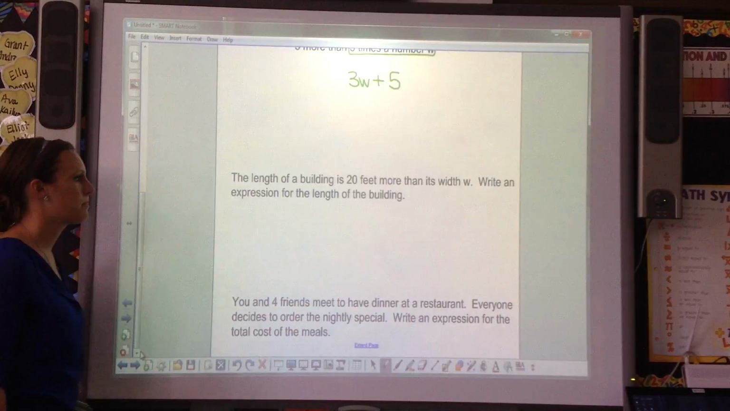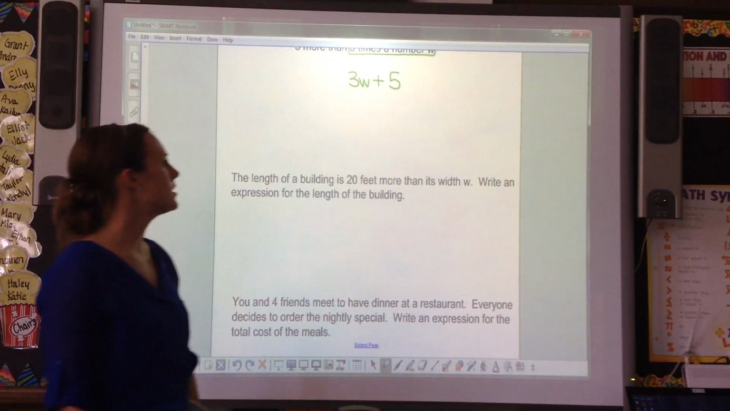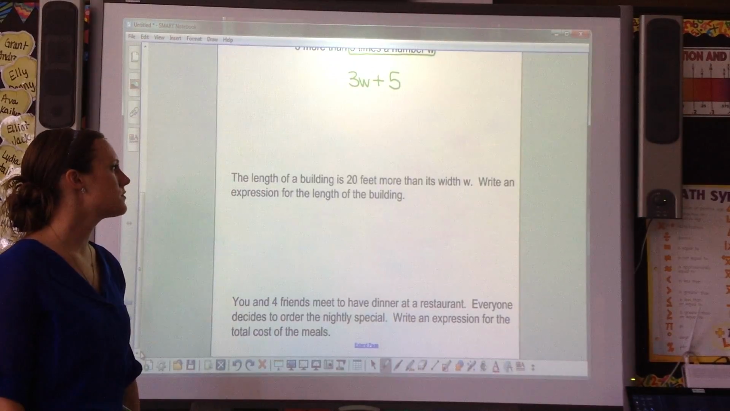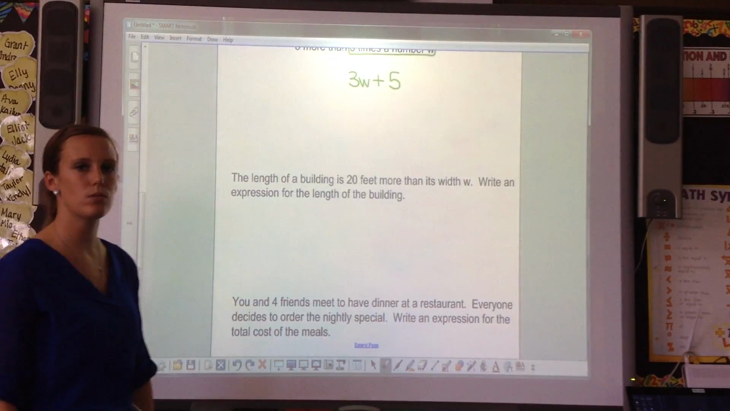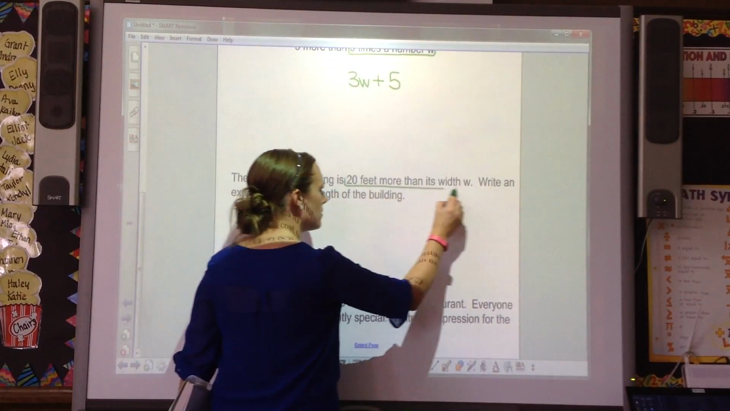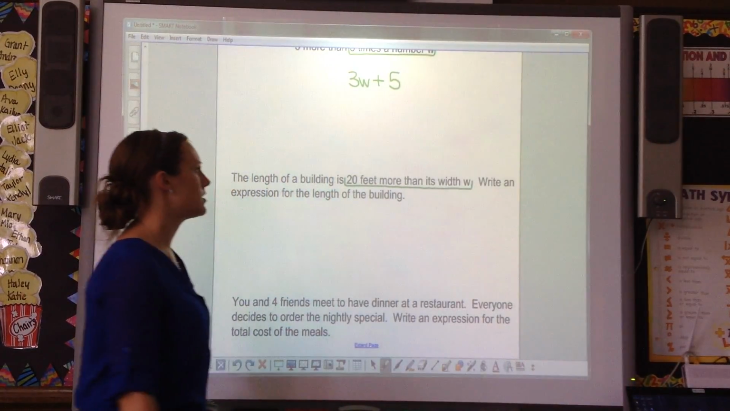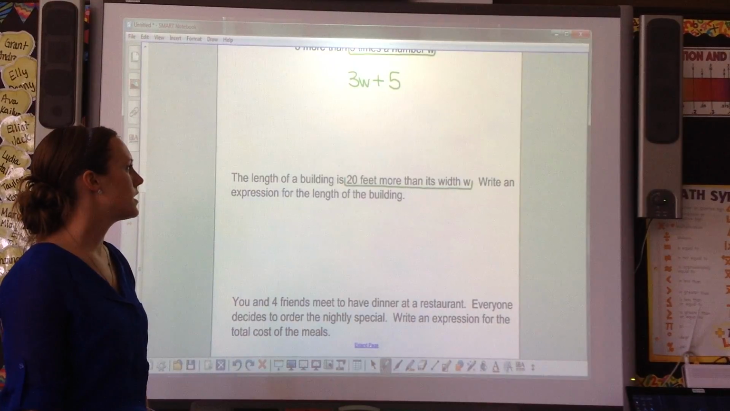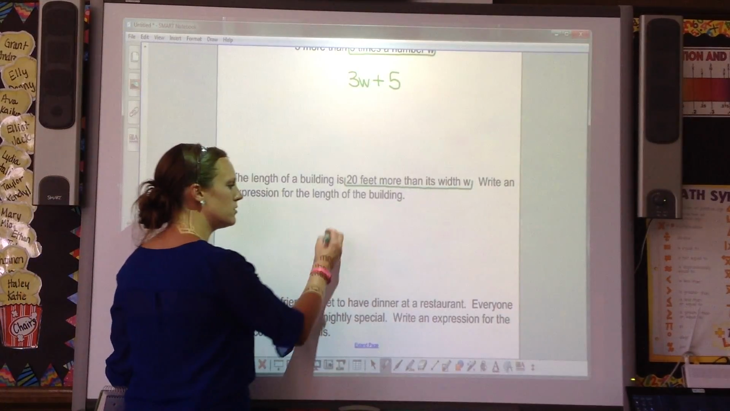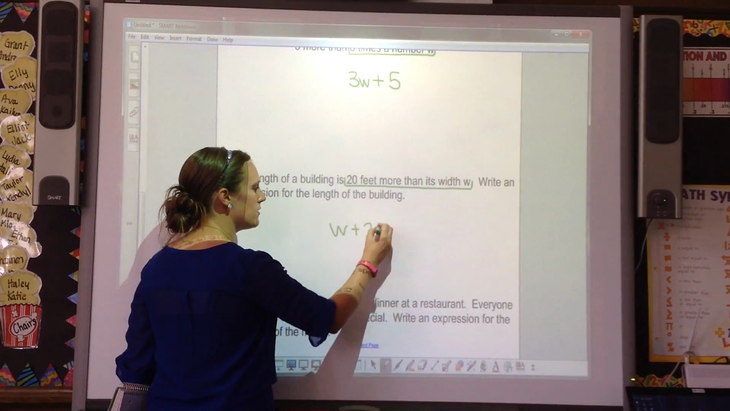Okay, 2 more. The length of a building is 20 feet more than its width. Write an expression for the length of the building. So they give you a variable for the width. This is what I'm looking for right here. Write an expression for the length of the building. It's 20 more feet than its width. "More than" is a switch word, so we're not going to do 20 plus w. It's w plus 20.